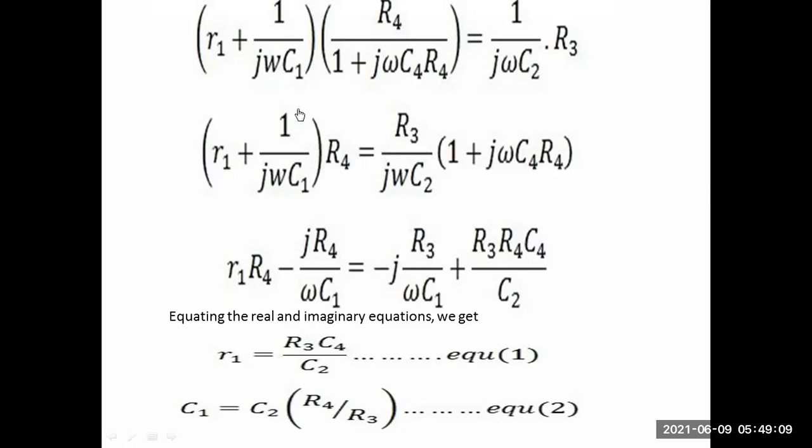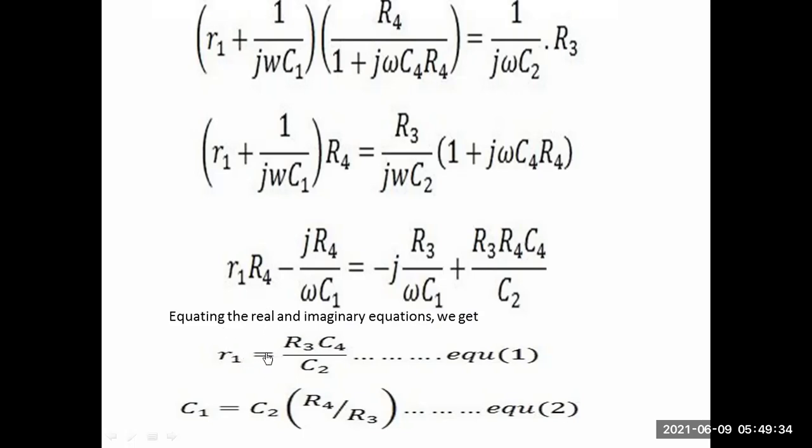Right, and R4 by 1 plus j omega C4 R4 is equal to 1 by j omega C2 into R3. Now, this particular aspect we have written with respect to the reactive capacitance. So, considering that, multiply it and you get this particular value, just by simple mathematical calculation. So we just got this value.